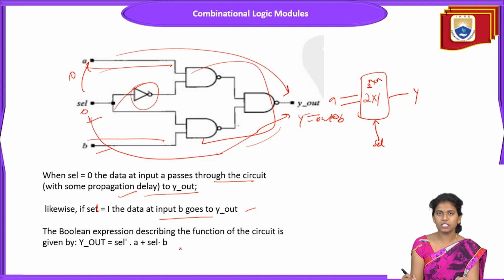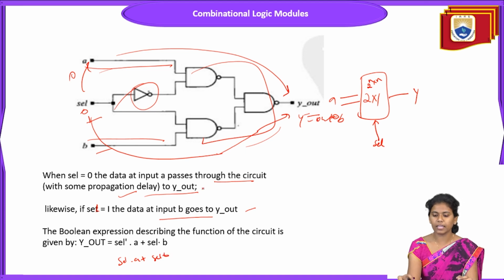So the Boolean expression describing the function for this particular circuit is selection line A plus selection line B. Why? Because here we are using two AND gates, right? And with the NOT gate. So selection line A plus selection line B.